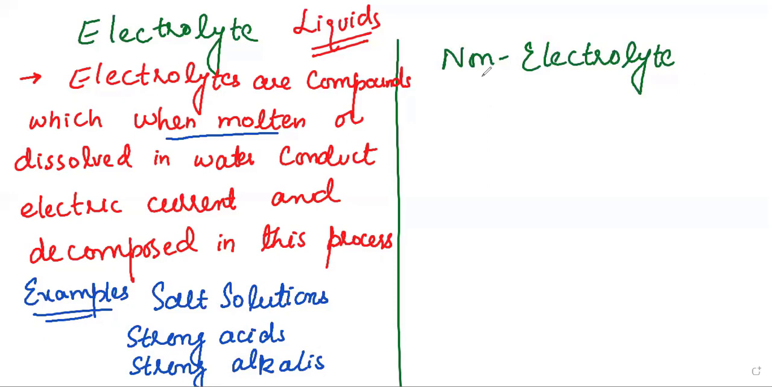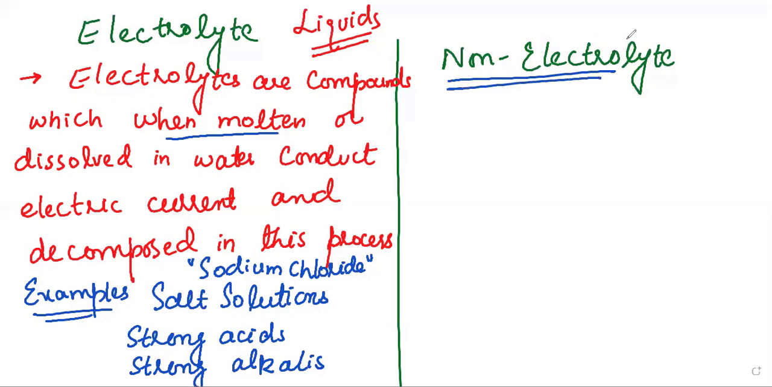Electrolytes are those liquid compounds which, when molten or when dissolved in water, conduct electric current. One of the most beautiful examples of an electrolyte is sodium chloride, which we mostly use in our kitchen. Yes, sodium chloride is an example of an electrolyte.